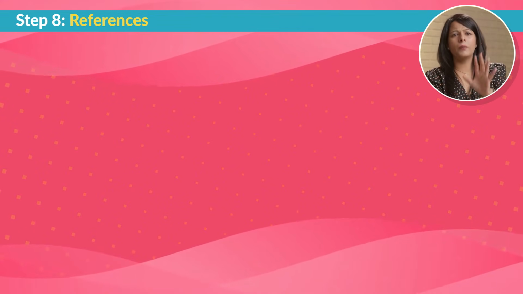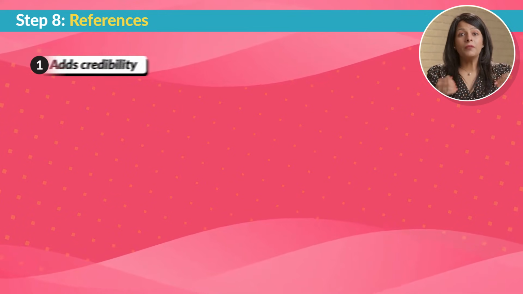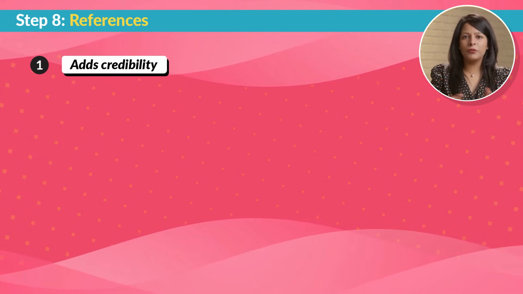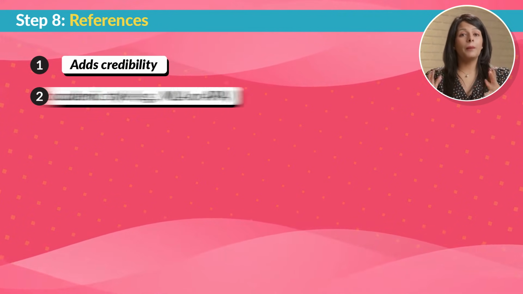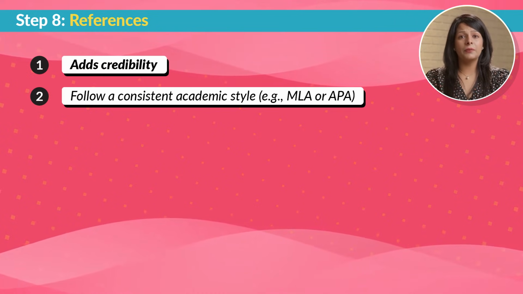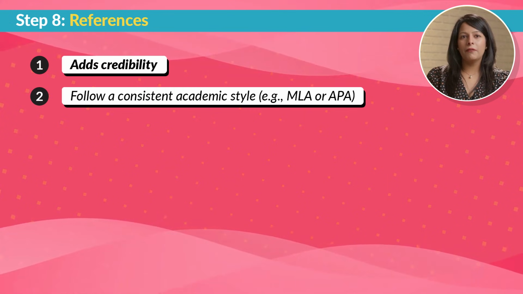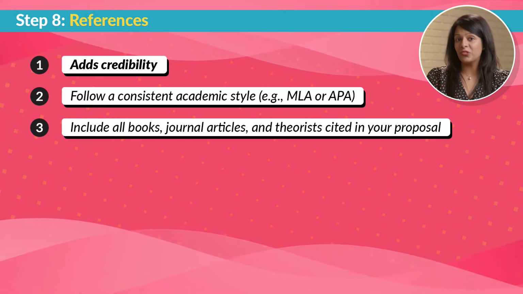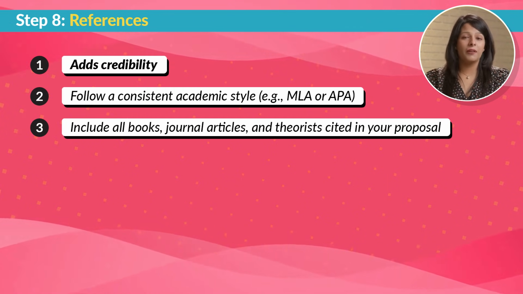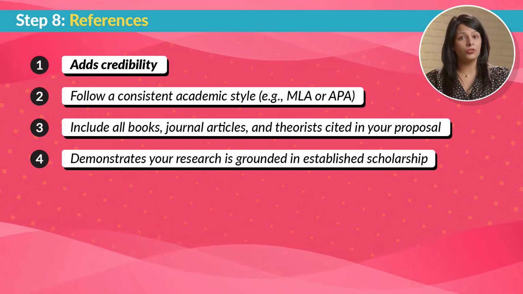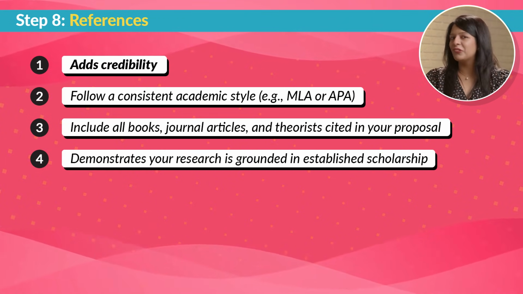Now it's time to talk about your references. A well-organized reference list adds a lot of credibility to your proposal. Make sure you follow a consistent academic style such as MLA or APA. Include the books, journal articles, and theorists you have cited earlier. This shows that your research is grounded in real scholarship.